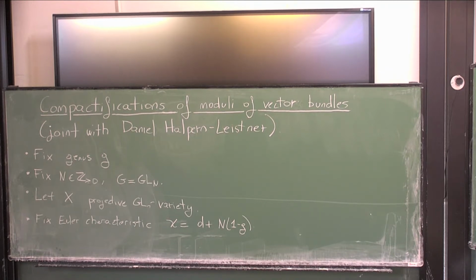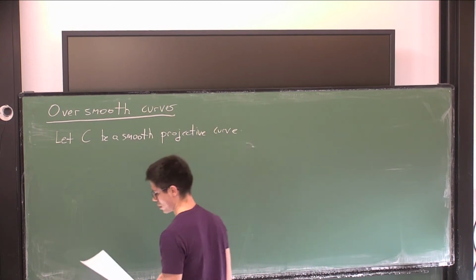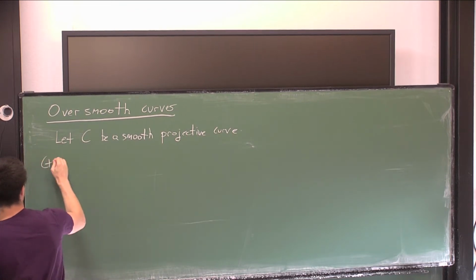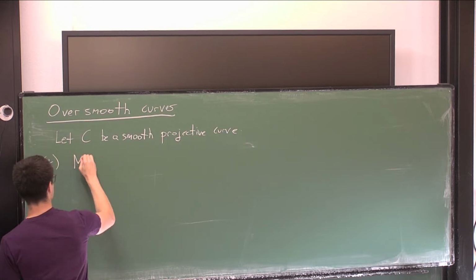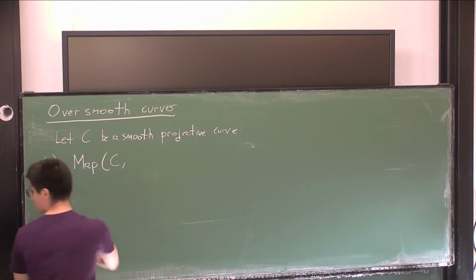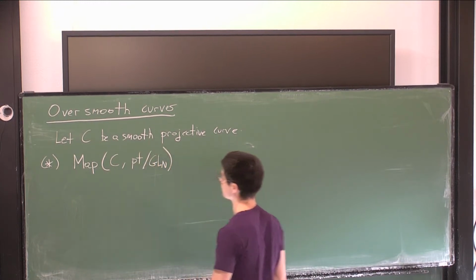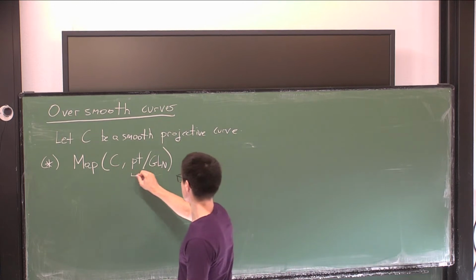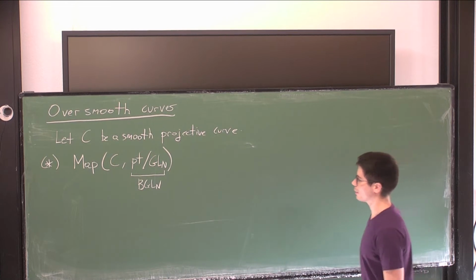So let C be a smooth projective curve. So there's two things that we can look at. I mean, one is a special case of the other. The first thing is to look at just the simplest space of gauge maps that we can think of. This is going to be maps from C into, well, let's make the target X a point, mod GL_n. So remember, this is just the classifying stack of rank n vector bundles.